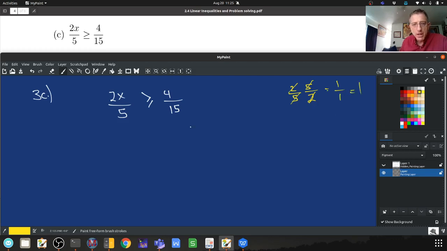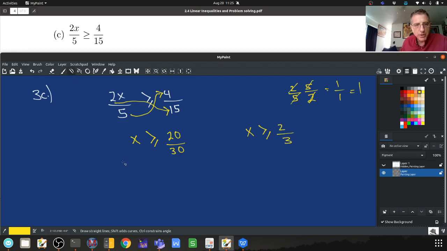Another way to do this, and I did this all the time, is I just cross multiply. I multiply 5 times 4, the x stays there, and 2 times 15. So that leaves x greater than or equal to 5 times 4 is 20, and 2 times 15 is 30, and how much nicer that is, because it's super simple to reduce.